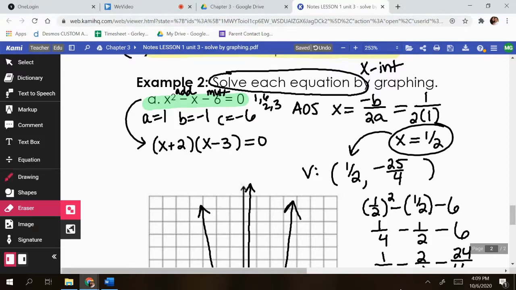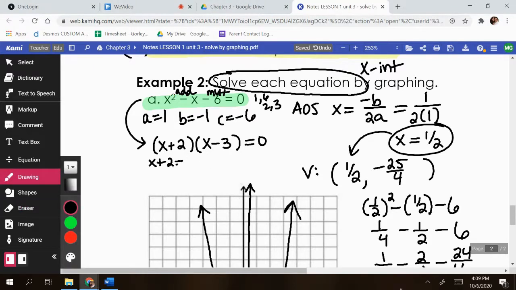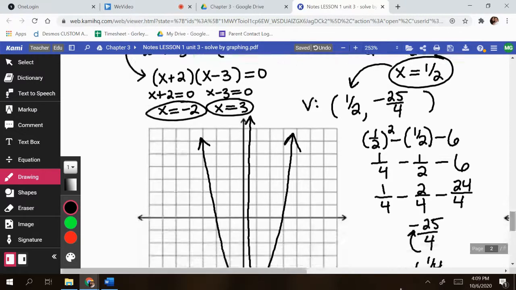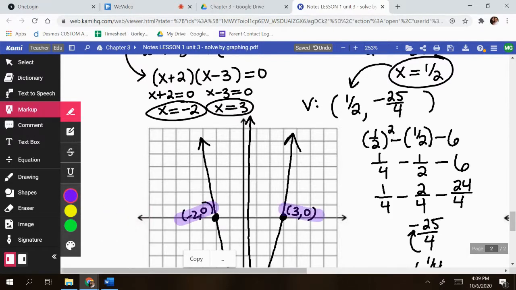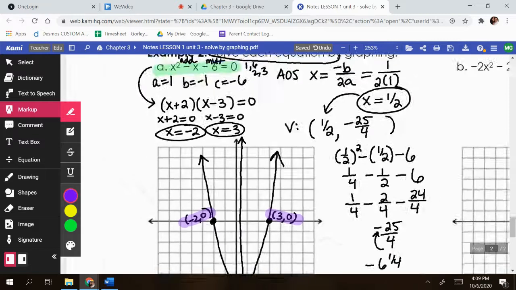So that looks good. Set each factor equal to 0. And we get negative 2. And here when I add 3 to both sides, I would get 3, right? We're just solving for x. So those are my x-intercepts. I should have an x-intercept at negative 2, 0, which that's exactly what I guessed. And it looks like I have an x-intercept at 3, which is actually, that's what we predicted. Okay, so those are going to be your two solutions. My solutions are going to be negative 2, 0 and 3, 0.